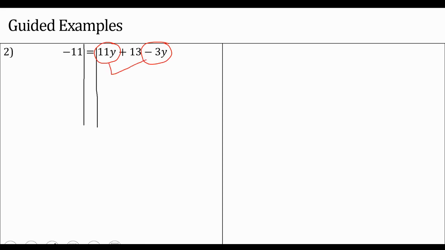Now we're going to combine these. 11 minus 3 gives us 8y. And I'm going to bring down anything we didn't use. So I'm going to bring down that plus 13, bring down this equal sign, and bring down this minus 11. So all we did was combine our like terms because they were on the same side of the equal sign.